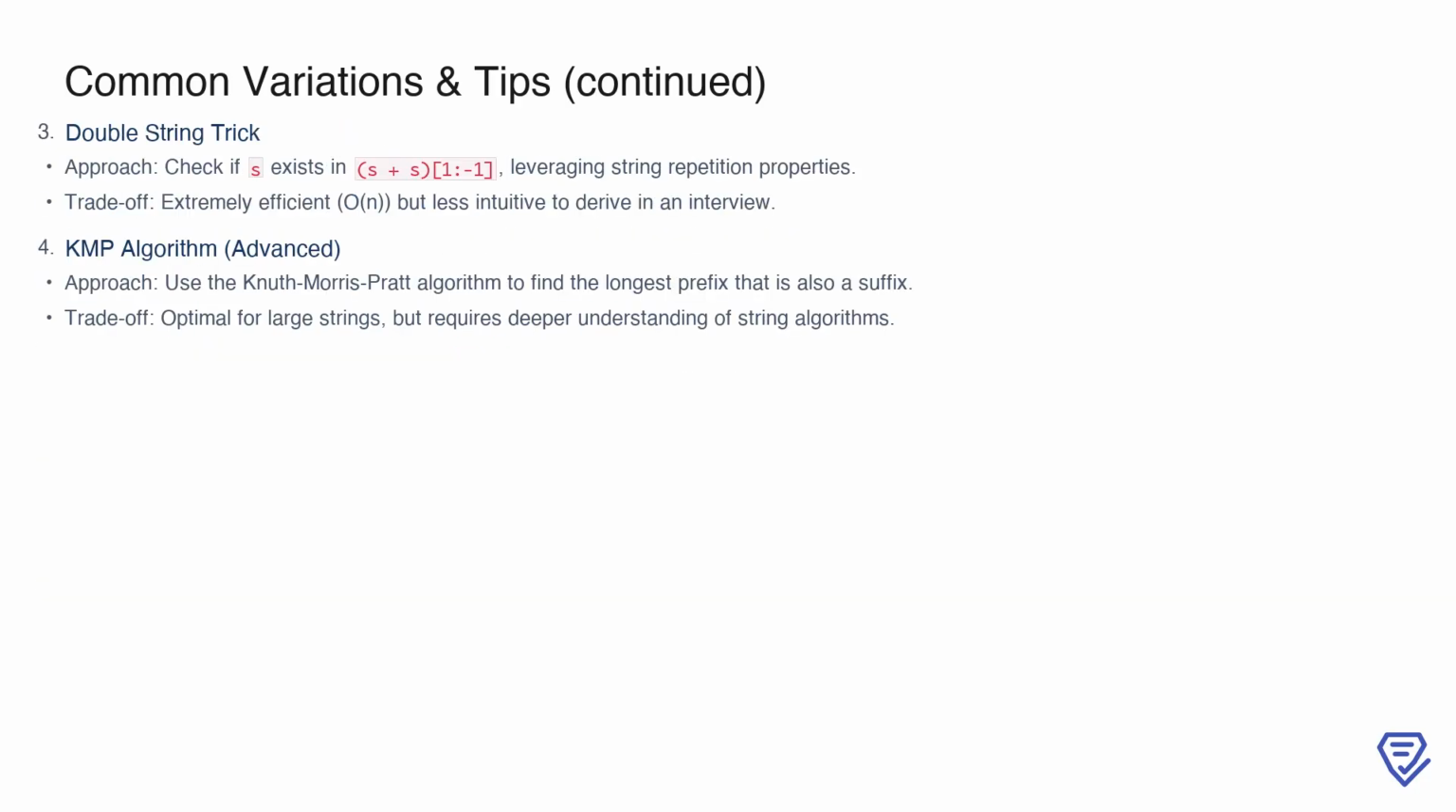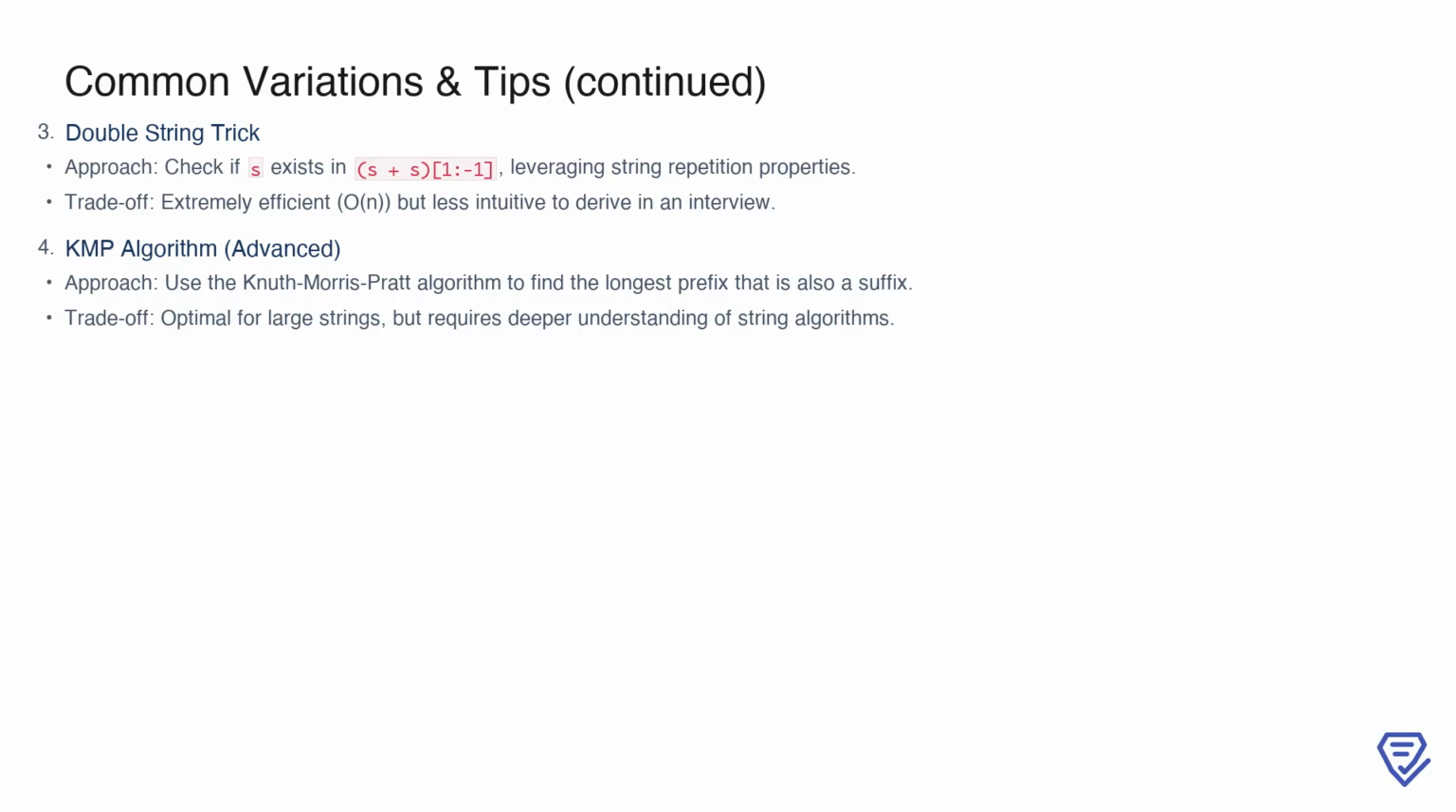One of the most efficient methods for solving this problem is the double string trick. By concatenating the string with itself and checking if the original string appears within the modified string, excluding the first and last characters, you can quickly determine if the string is composed of repeated substrings. This approach is highly efficient with a time complexity of O(n), but it may be less intuitive for some to derive in an interview setting.